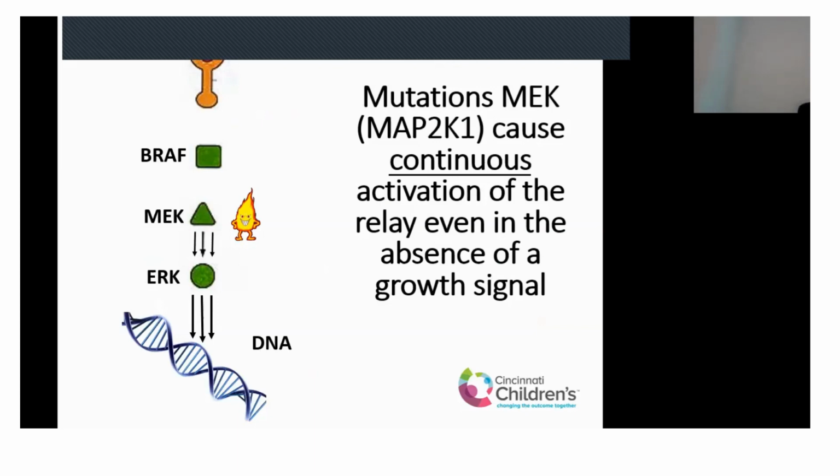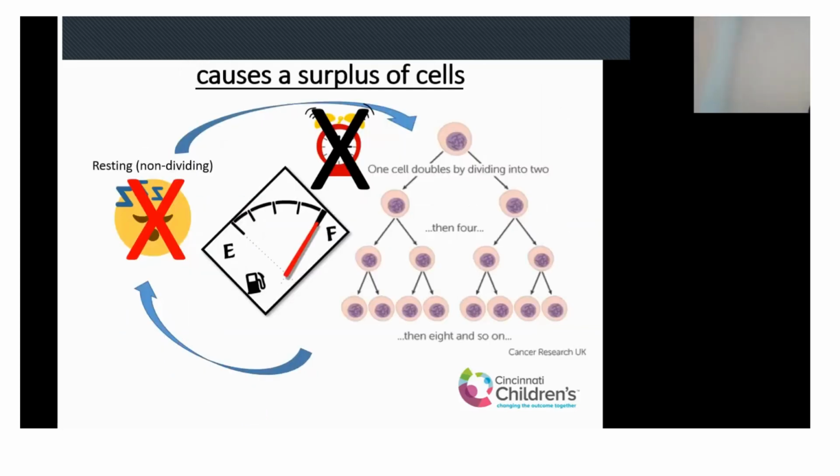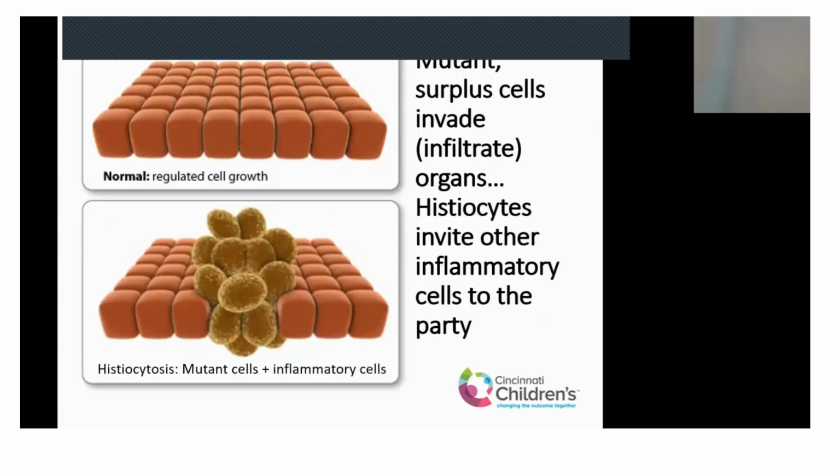So what happens when you have these signals that are relaying constantly, even when the tank is not empty? There are no alarm bells going off. There's no need for these cells to grow, but they're growing because there was a problem in the relay. Okay. So on the top here is a normally organized image of a tissue or organ, where you have all these cells sitting normally in an organized manner. This is how things should be. But now all of a sudden you have an excess of cells that are growing that did not need to grow.